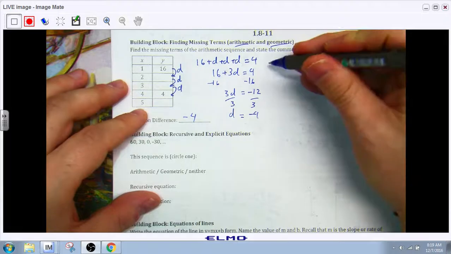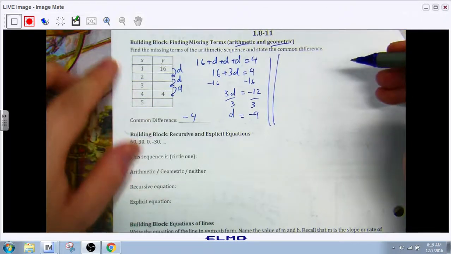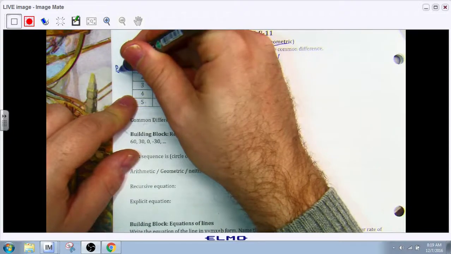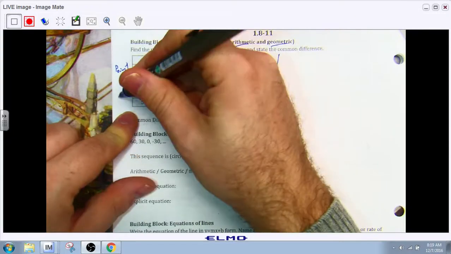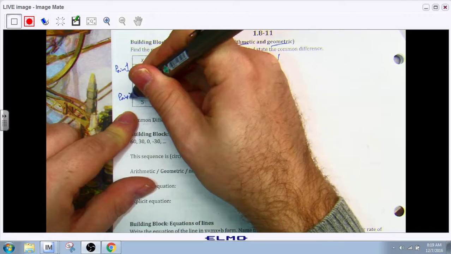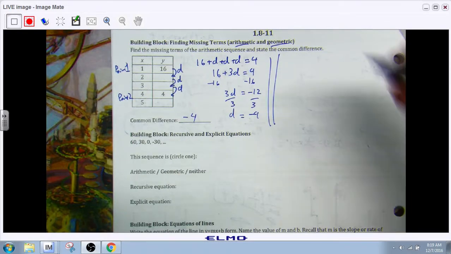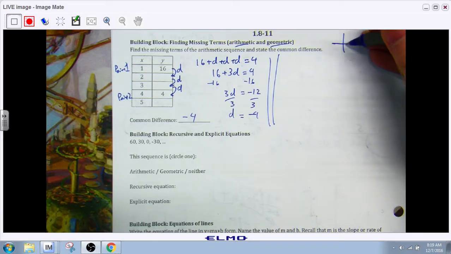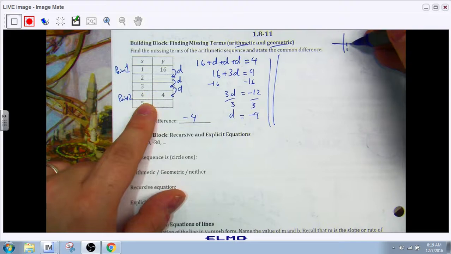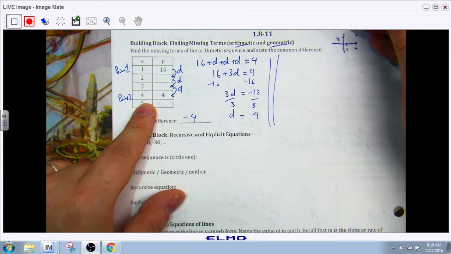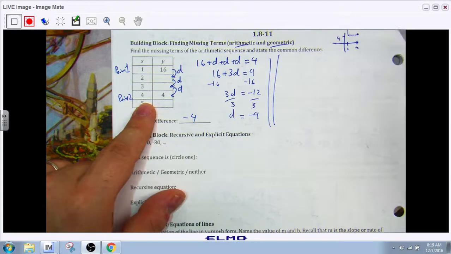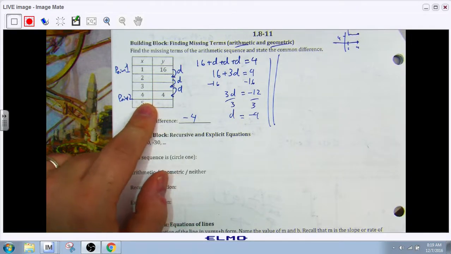Now another way we can do this is we can view these as points. We could view this as point 1 and point 2. Right? Because we could view this as though it was on a Cartesian plane. We could view it as though we had 1 and then 16, and then 4 and 4, right? And we could view this as such and try to find the slope of the line.